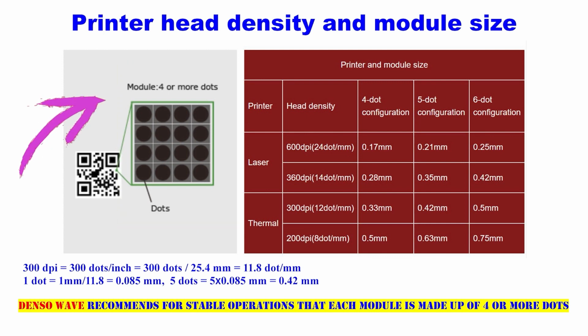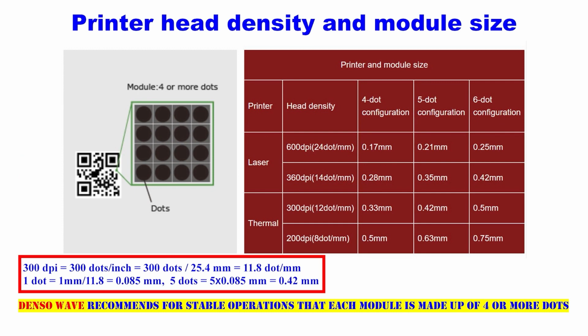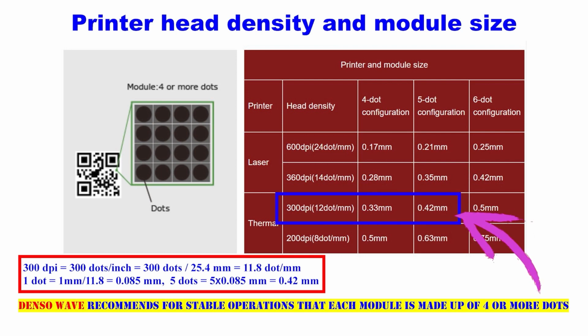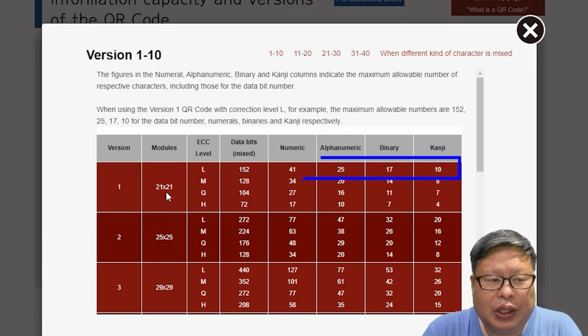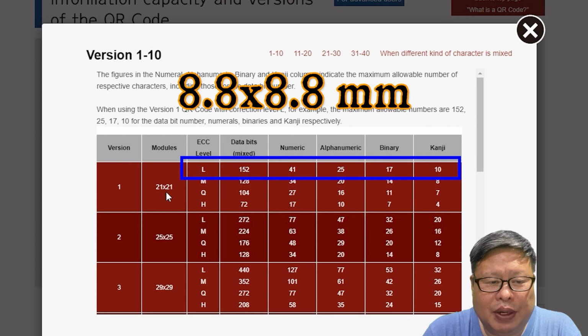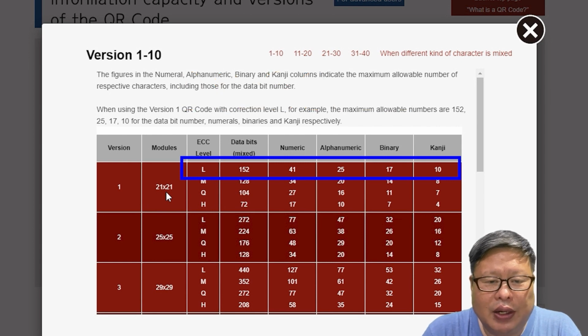For standard laser printers or thermal printers with a resolution of 300 dpi, each dot size measures approximately 0.085 mm. Denso Wave recommends using a configuration of 4 or more dots per module for stable operation. With the 5-dot configuration, the module size becomes around 0.42 mm. In the case of a version 1 QR code, which is a 21 by 21 square, it measures 8.8 mm by 8.8 mm and can contain 41 numeric characters, or 10 kanji characters.